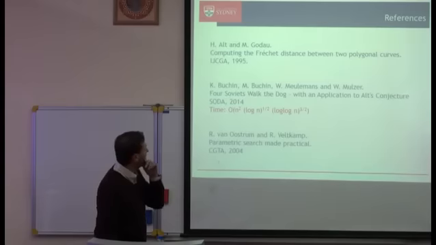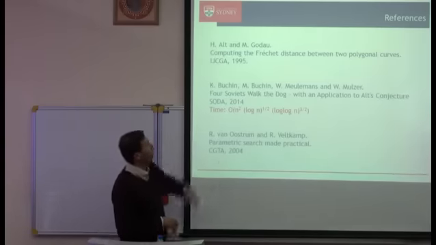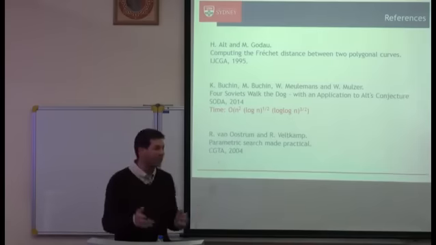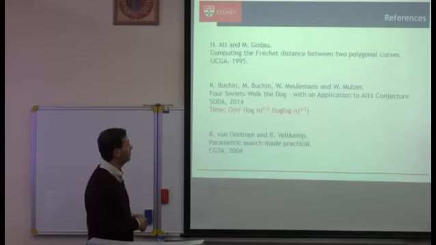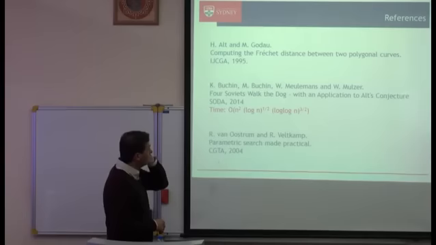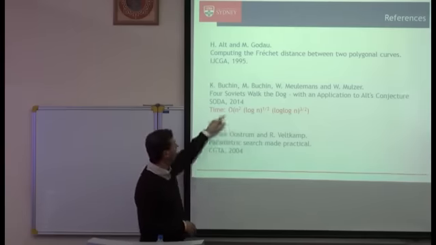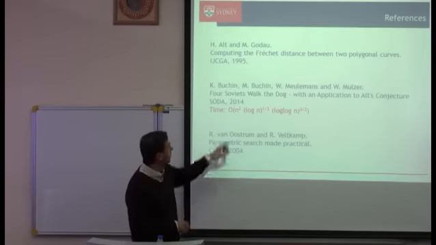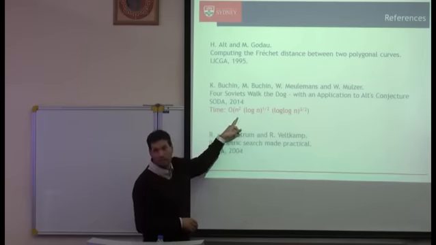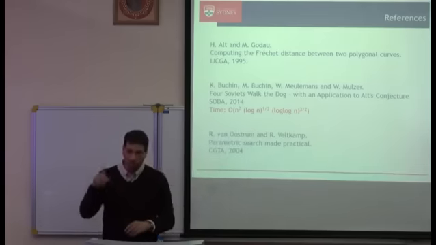So what I've mainly been using today is the original paper by Alt and Godau that showed how you can use this free space diagram between two polygonal curves. That was in 1995. Then the currently fastest algorithm for computing the continuous Fréchet distance is by Buchin, Ophelders, and Speckmann. And they proved this bound. So it's still more than quadratic time. It's square root of log n and then log n to the power of 3 over 2.